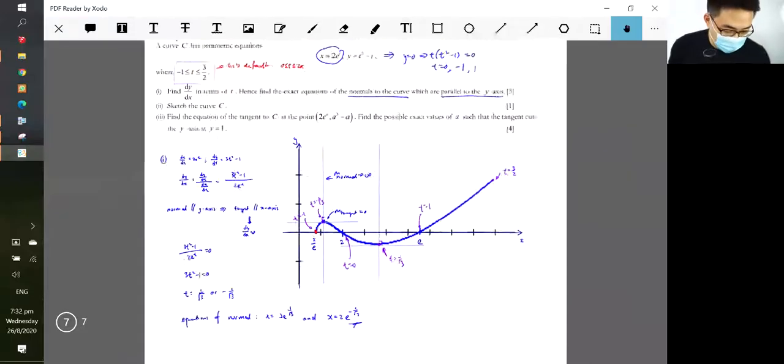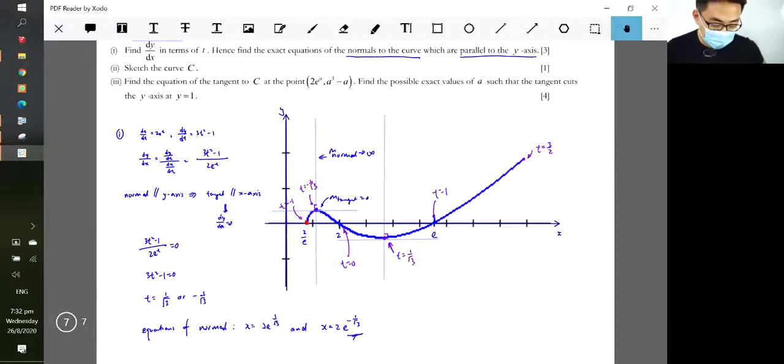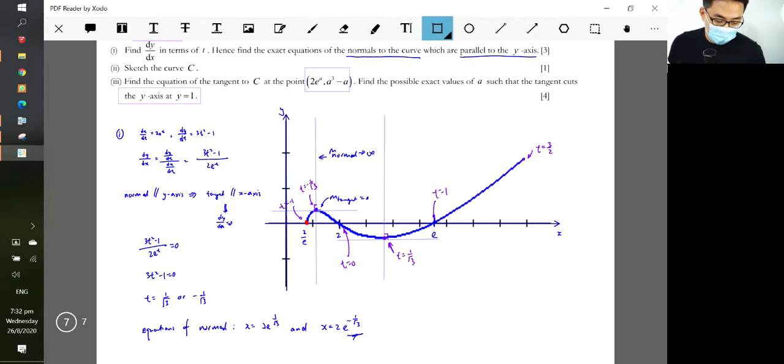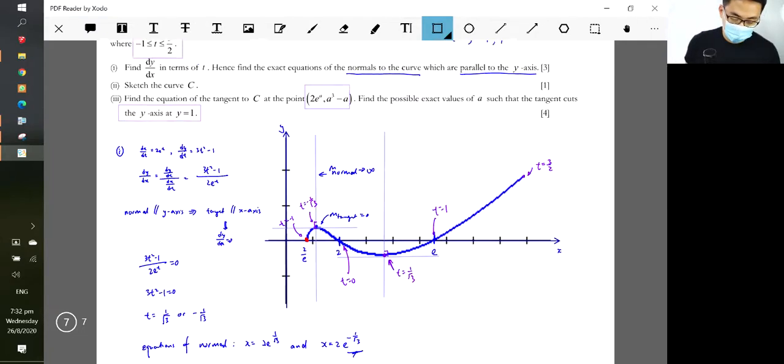I'm going to do the last one. Find the equation of the tangent to C at the point, this one. Find the possible exact value of A such that the tangent cuts the y-axis at x equals 1. At the point, okay, good.